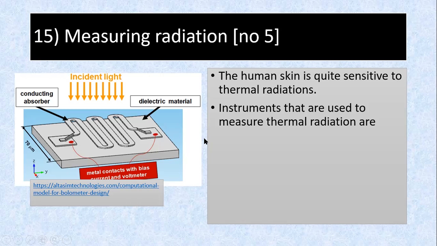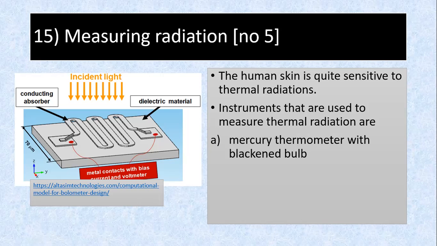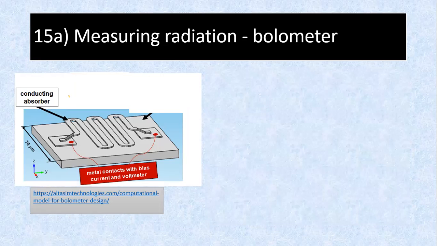Human skin is quite sensitive to thermal radiation. Right? We can feel whether it's hot or cold. Instruments used to measure thermal radiation are the mercury thermometer. All you need to do is blacken it so that it can absorb energy. Bolometer, thermopile. We look at the bolometer. That's your conducting part.